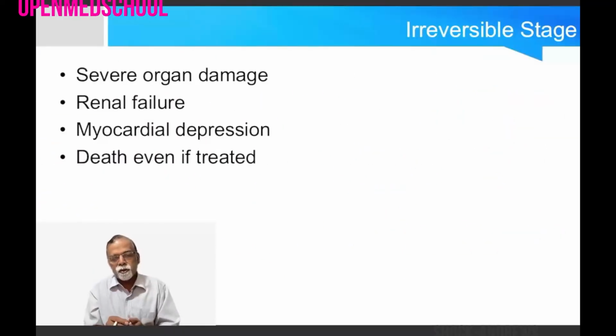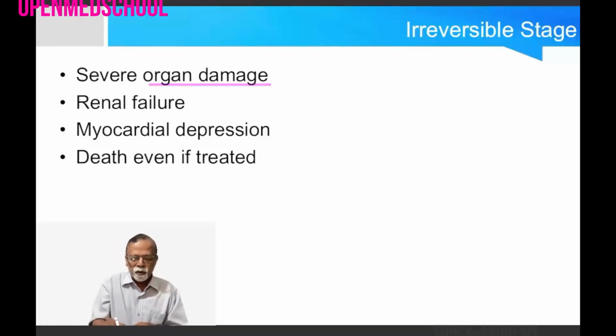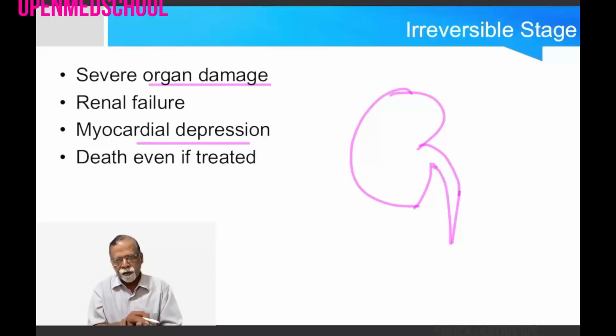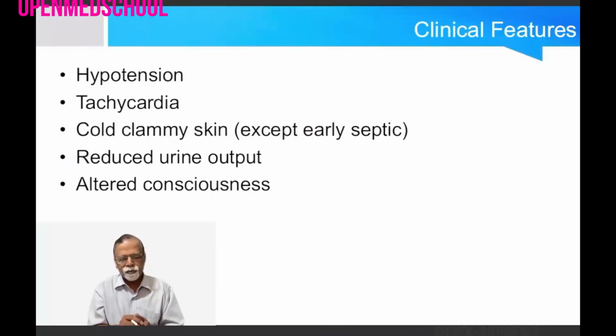Then the patient goes into what is called the irreversible stage, with severe organ damage. So the patient has renal failure, renal shutdown, and the urine output stops. That is very important. We are mainly looking at the urine output. Myocardial activity may become depressed, and the patient may even develop a myocardial infarction because blood flow to the heart is decreased. And if left untreated, the patient dies.